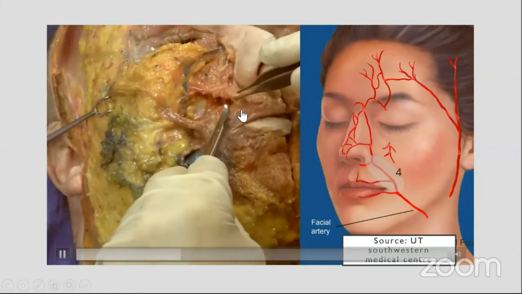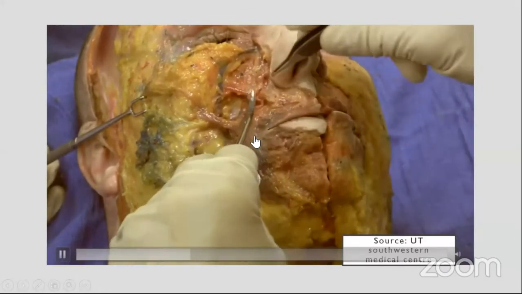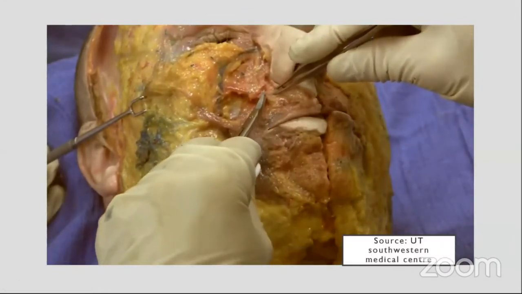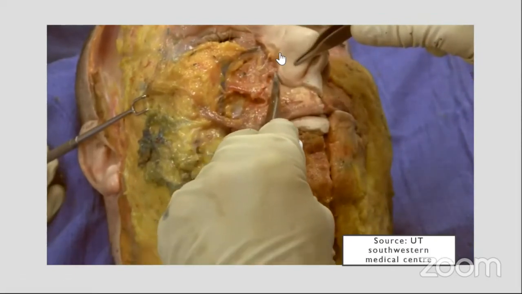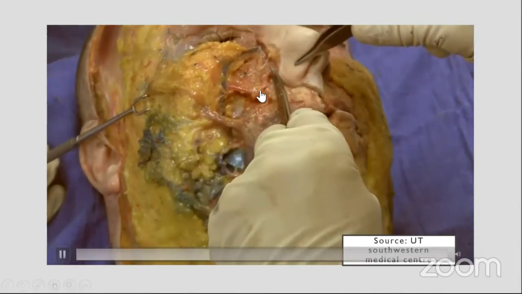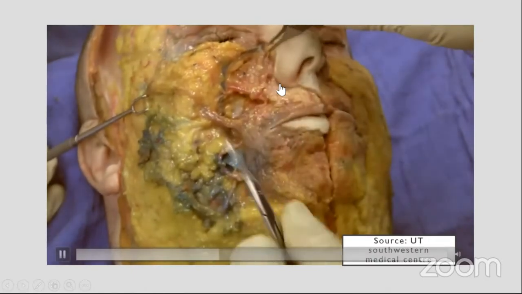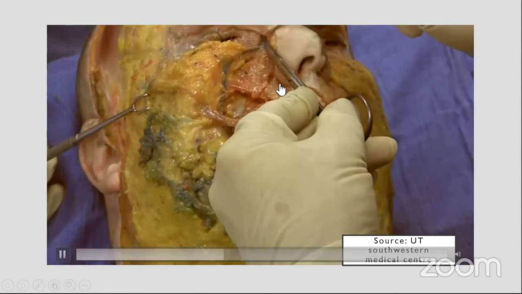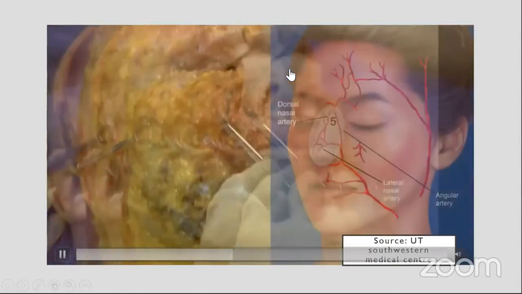Whenever we are injecting here for the lips, one should inject 1 finger breadth below the ala, as the facial artery goes up, because the facial artery becomes superficial here near the ala. So inject laterally and always massage medially towards the ala.